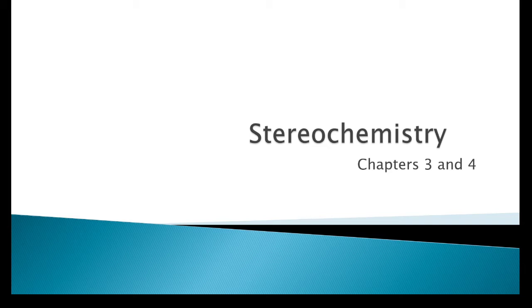Okay, stereochemistry. It is in chapters 3 and 4 in this book. It actually goes into a bunch of different chapters also in this book, but 3 and 4, we'll deal with our stereochemistry. So if you're following along, looking for additional problems, that's where I would look: end of chapter 3, middle of chapter 3, and all of chapter 4, which deals with chirality.